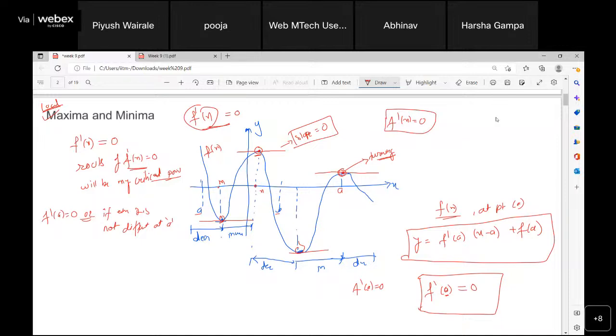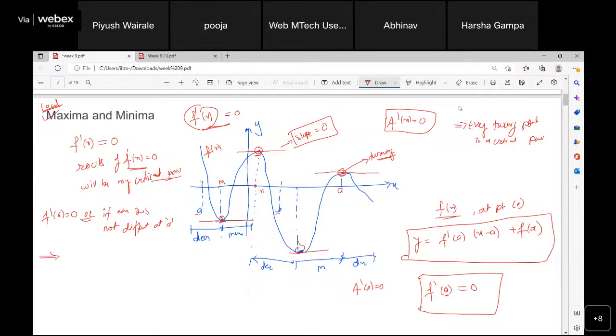Can we say that a critical point is another name for turning point? Yes, you can say that. Every turning point is a critical point. Sir, now vice versa is also true? I mean, is every critical point a turning point? No, that we have to see.